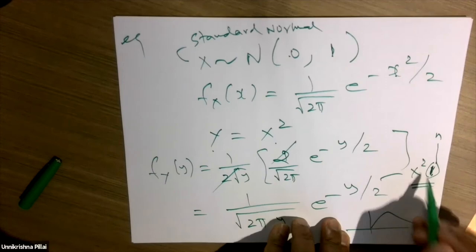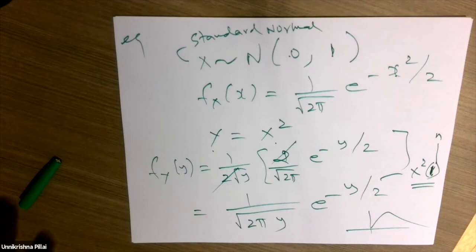So let's understand these things. You don't have to memorize, but you should know it. In other words, if you have a standard normal and you square it, you get this density function. It's called chi-squared with 1 degree of freedom. So it's a natural question to ask, what is 2 degrees, 3 degrees? We'll come to that.